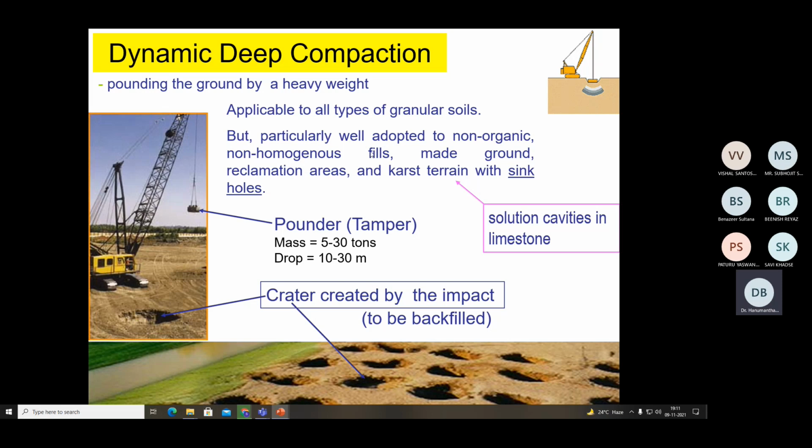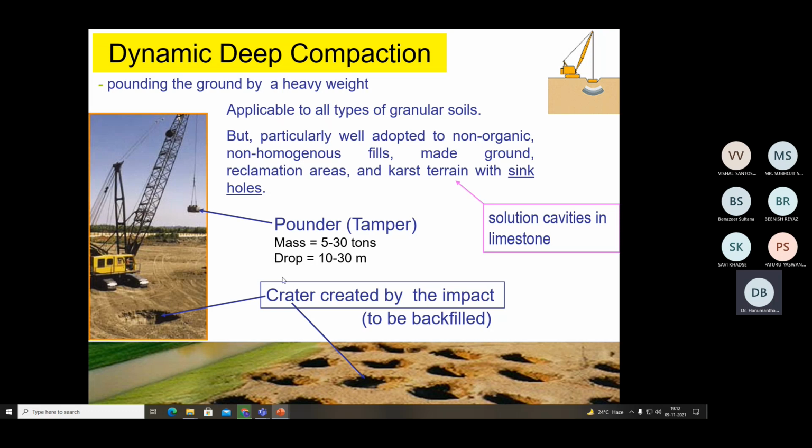Fills means these are the man-made dumps and made ground, that is artificial ground, reclamation areas and karst terrain with sinkholes. So for these kinds of soils, deep dynamic compaction is the most suitable.